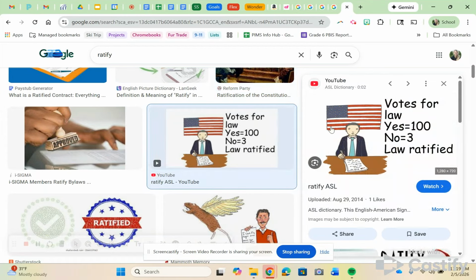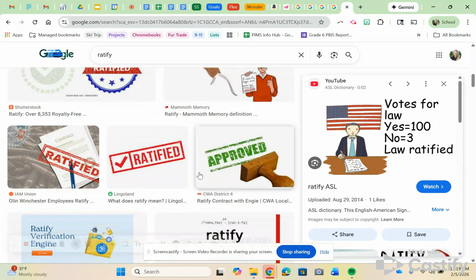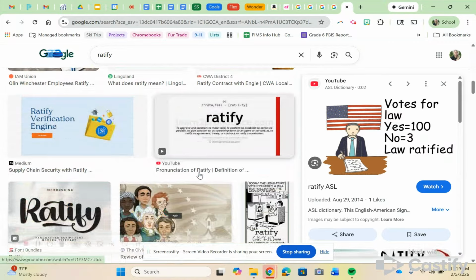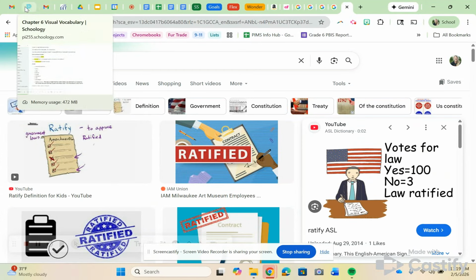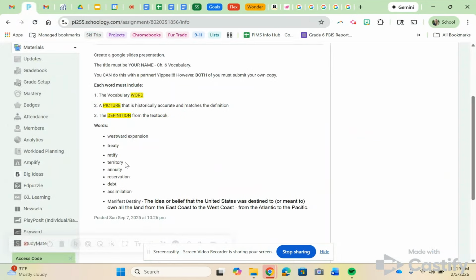This one, voting for a law, would work because treaties became law. So those are all examples of something that could work for ratify. When you're looking at, the next word is territory.